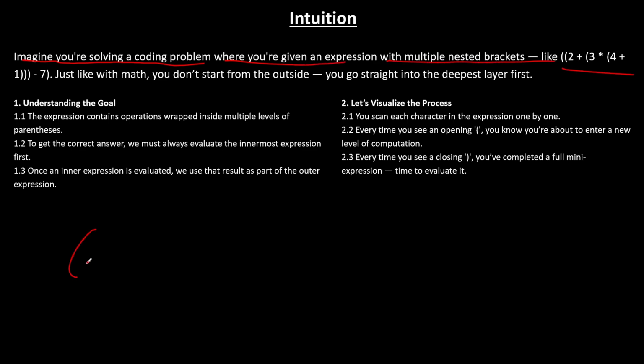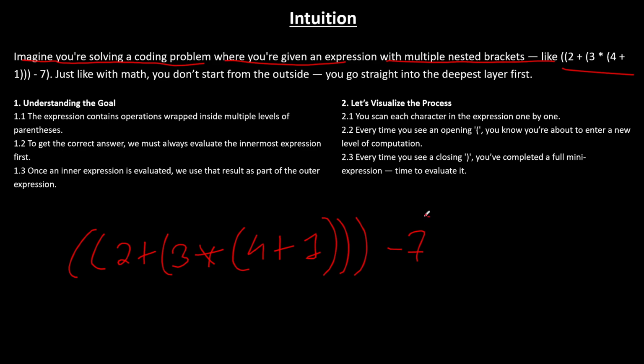Let us write it down. 2 plus, given, 3 multiplied by 4 plus 1, then the bracket gets closed 3 times, and 7, then bracket close. Okay, this is what is given to us. And just like in math, you don't start from the outside, you go straight into the deepest layer first.